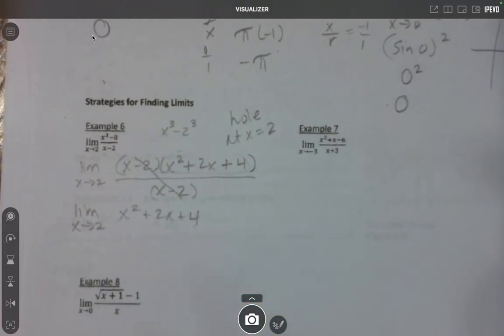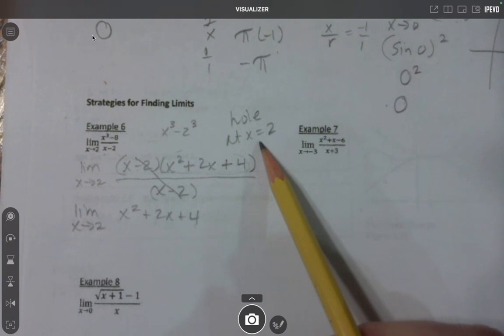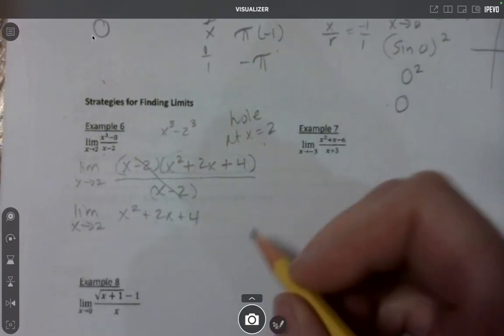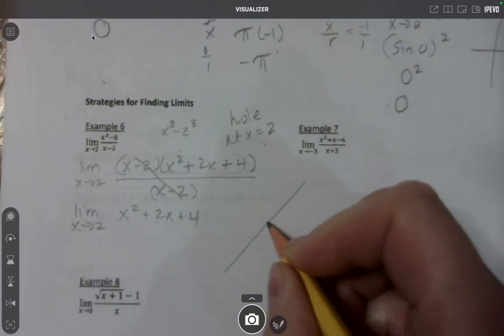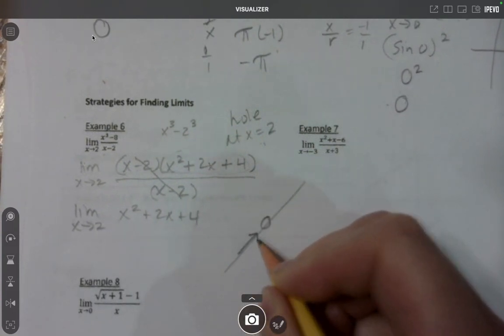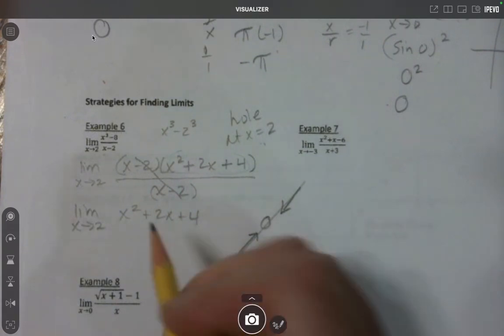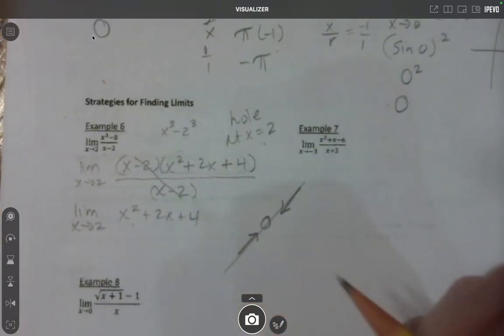I can directly substitute. So remember, for a limit it doesn't matter if there's a hole. For a limit, you just have to be close. So it's okay if there's a hole at 2. I can still evaluate this. Think about this graph here where we have a hole, but my limit is what value do we get as we're approaching. So it doesn't matter that there's a hole there. And obviously this graph is a parabola. It doesn't look like this.